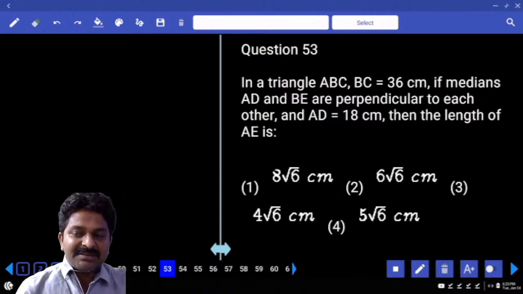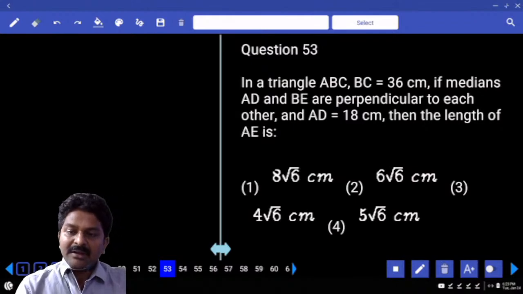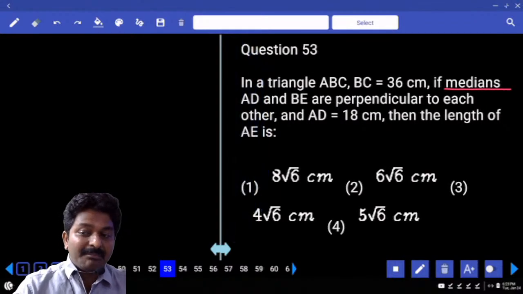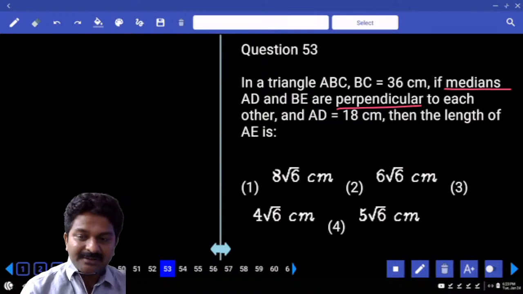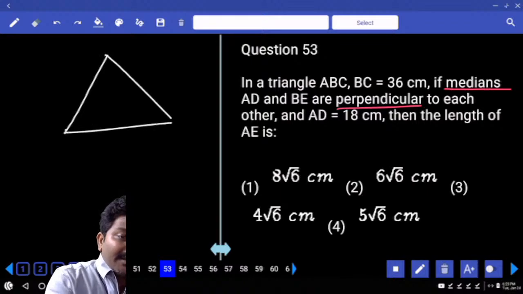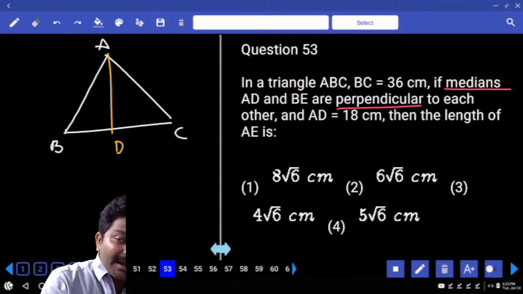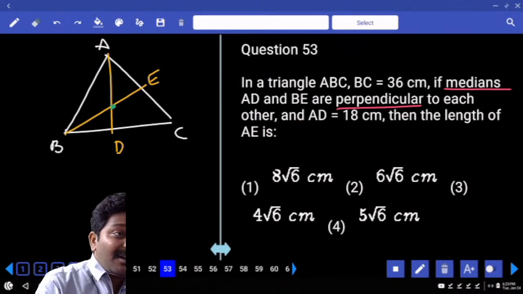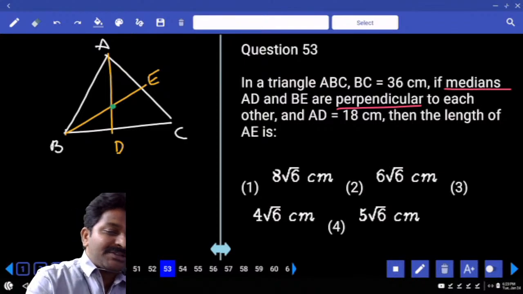In a triangle ABC, BC is equal to 36. If medians AD and BE are perpendicular to each other, two conditions are there. They are medians and they are perpendicular to each other. And AD is mentioned, length of AE is. Let me draw the triangle here. A, B, C. Medians AD and BE. Medians intersect at a point that is called centroid. Yes? And they said they are perpendicular to each other.